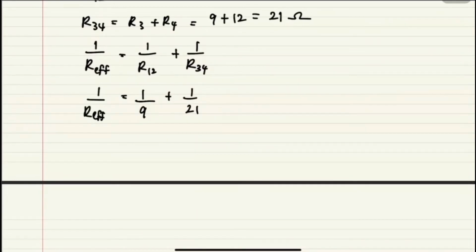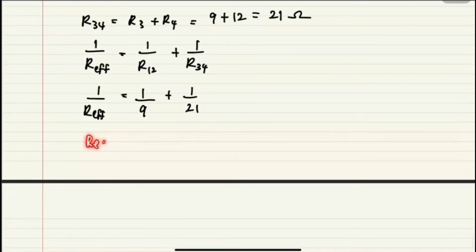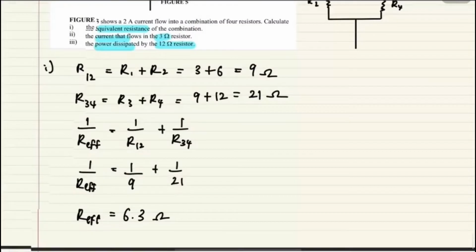1/9 plus 1/21. 1 divided by that one is 6.2. So my R effective is equal to 6.2 ohms. So I think this one should be okay. Tak ada masalah.